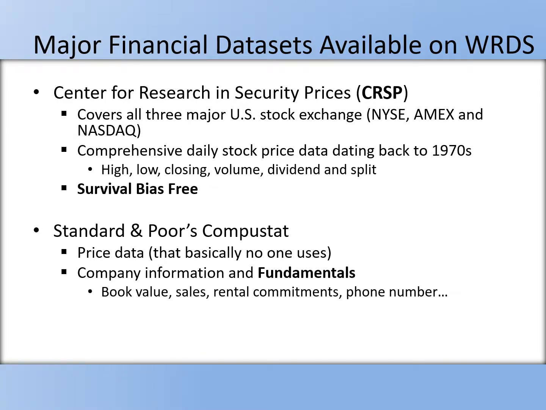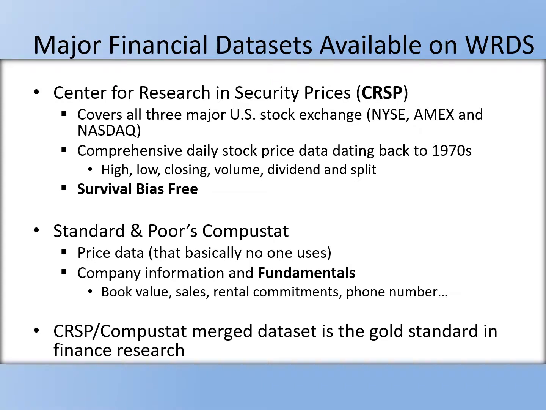All right. So it's really detailed. As I said, there are hundreds of items ranging from things like book values and sales to rental commitments or even phone numbers and addresses, if that's what you need, right? For example, you might be trying to study, and this is actually a study that has been done before, how the company's headquarters location affects its investment pattern. Investors tend to invest in companies that are close to them, right? So for that you would need the address or the zip code of a company. So that you can get from Compustat.